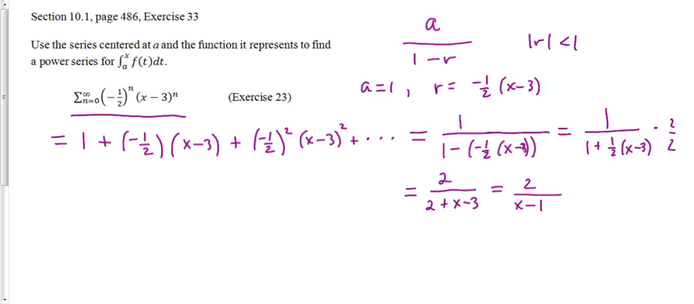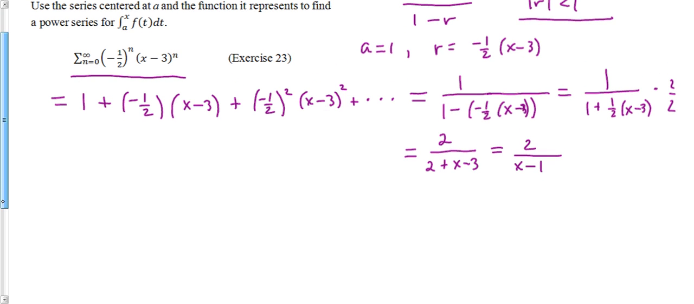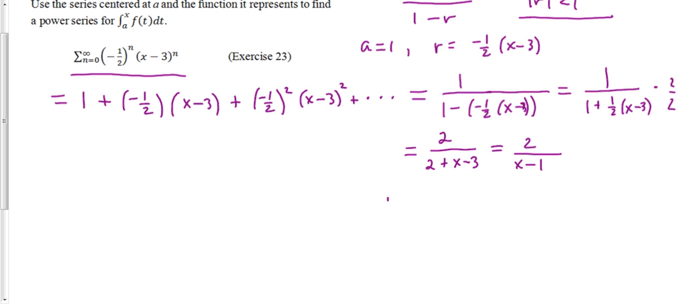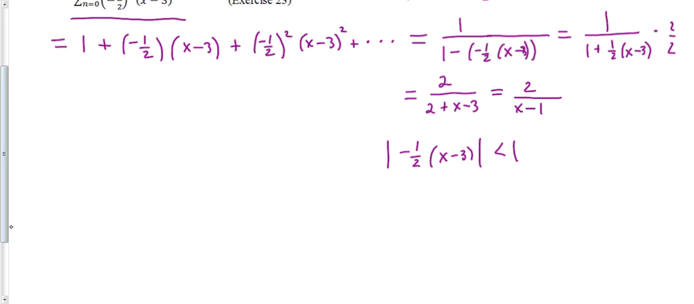We said we also wanted to know what the interval of convergence is, and this series will converge for the absolute value of r less than 1. So we substitute: the absolute value of my r, which is -1/2 times (x minus 3), has to be less than 1. That's the same thing as saying -1 is less than -1/2 times (x minus 3) is less than 1.